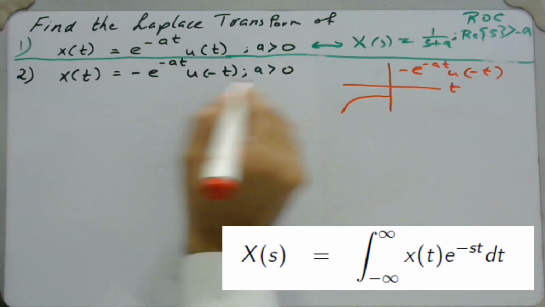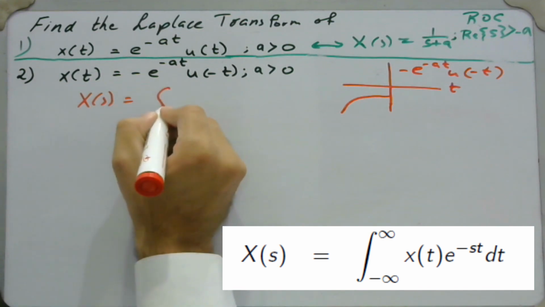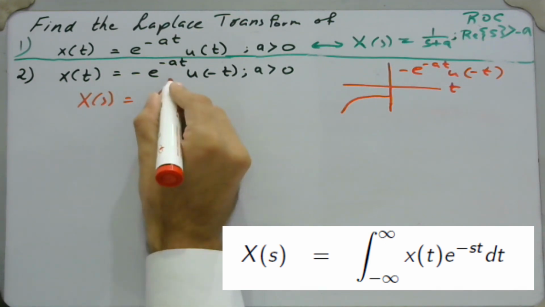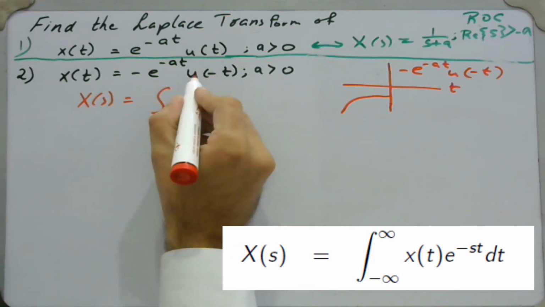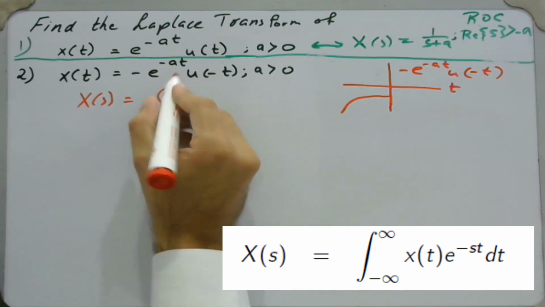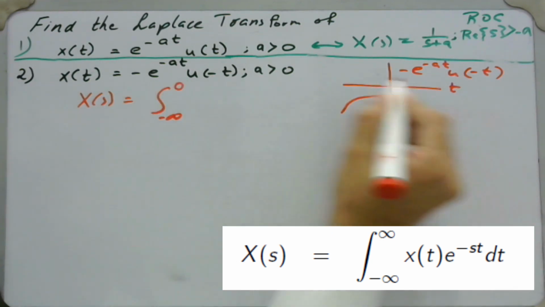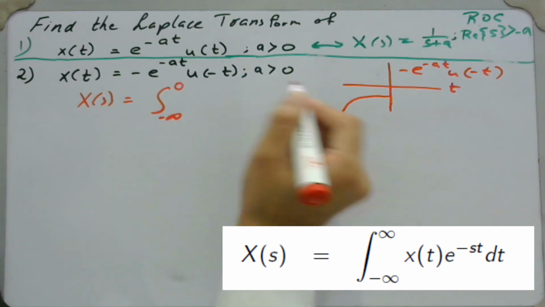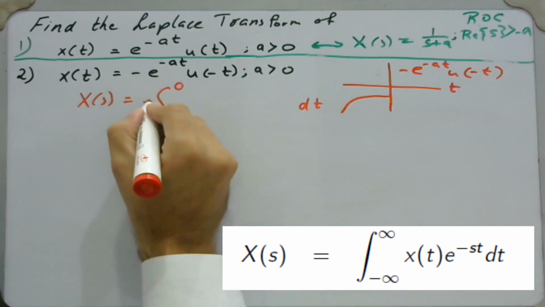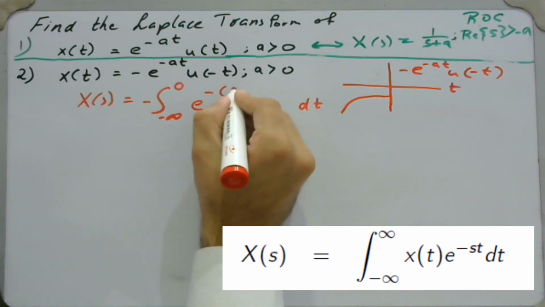Again, if we take the Laplace transform of this function, X of s, from minus infinity to infinity. Rather than writing infinity here, we can simply write u of minus t. So this would go until 0. After that, the value doesn't exist, so we don't need to take the Laplace transform beyond that. So we have a minus here, and then e^(-(s+a)t).